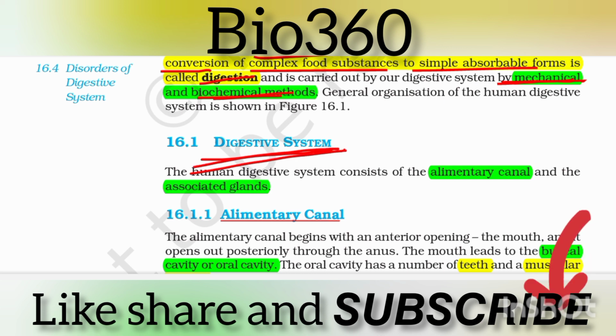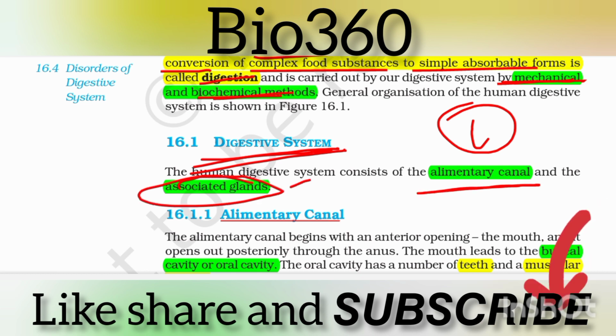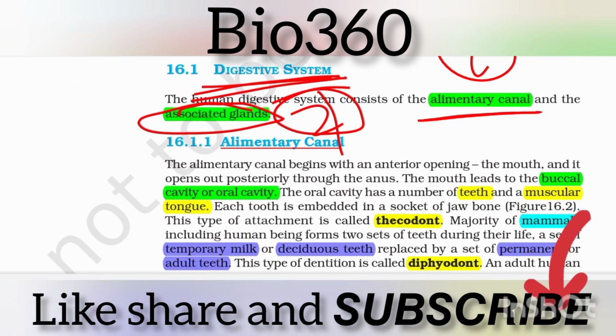Digestive system. We will be studying the digestive system in two parts. First one is the alimentary canal and second one is the associated glands. First of all, we will see the alimentary canal. So the alimentary canal begins with the anterior opening known as mouth and it ends posteriorly with the anus.